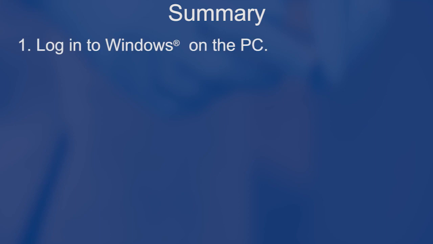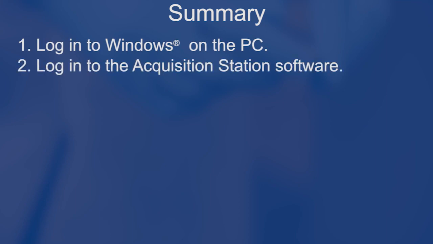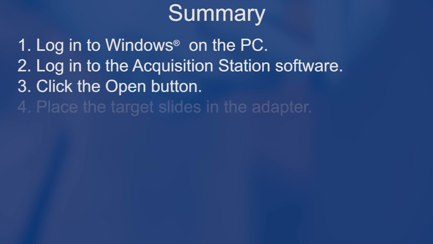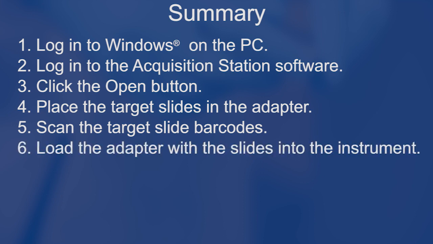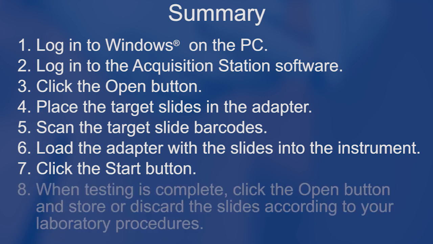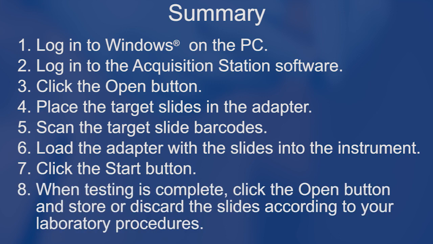Summary: log into Windows on the PC. Log into the acquisition station software. Click the Open button. Place the target slides in the adapter. Scan the target slide barcodes. Load the adapter with the slides into the instrument. Click the Start button. When testing is complete, click the Open button and store or discard the slides according to your laboratory procedures.